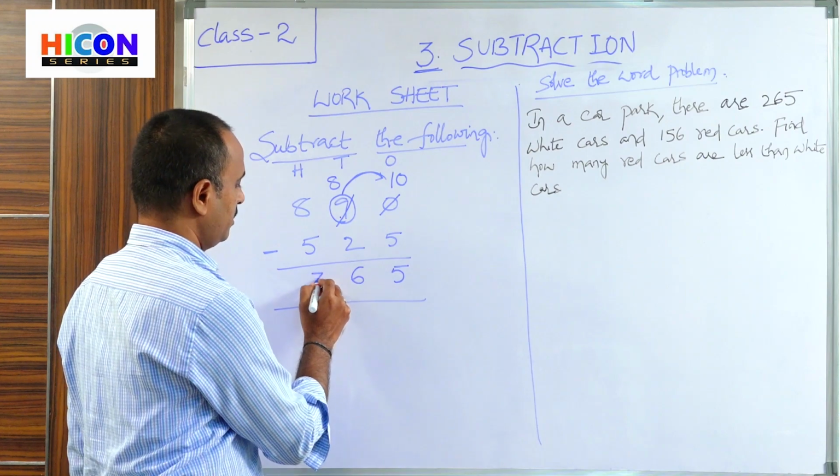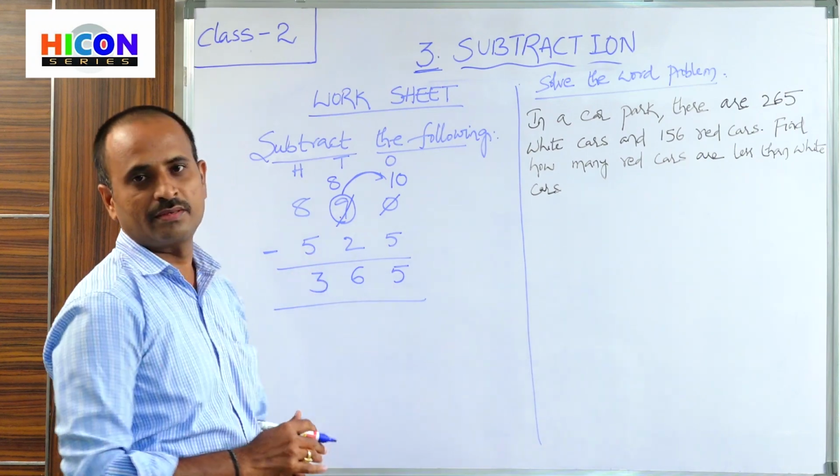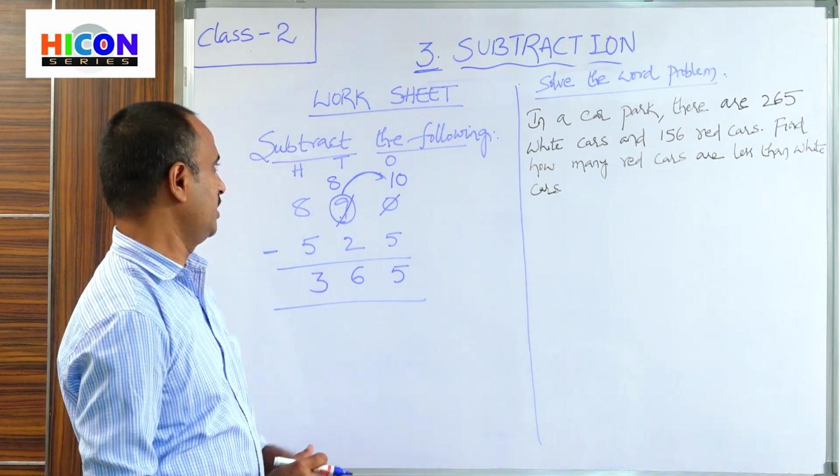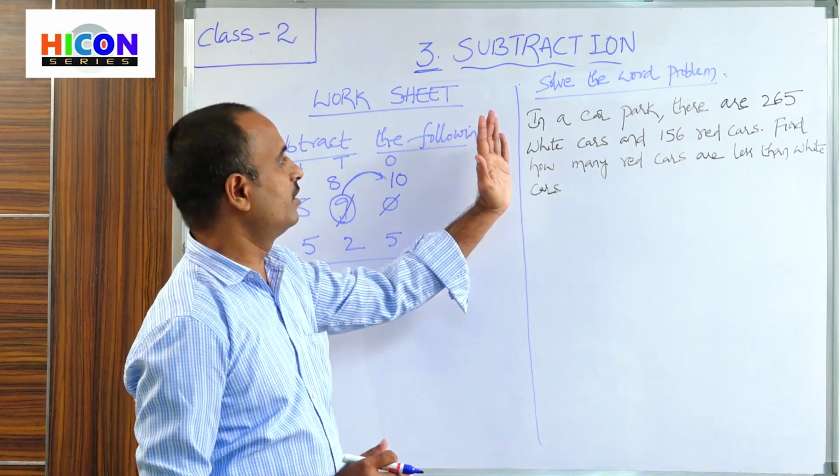The answer is 3. So write 3 under 100 space. The answer is 365. So children, let us practice some more word problems.